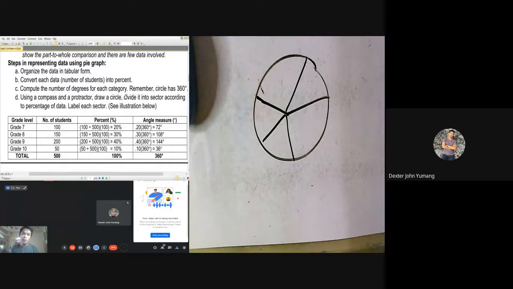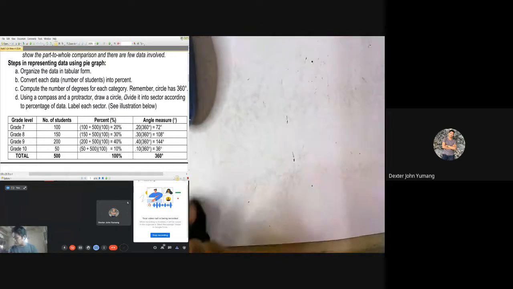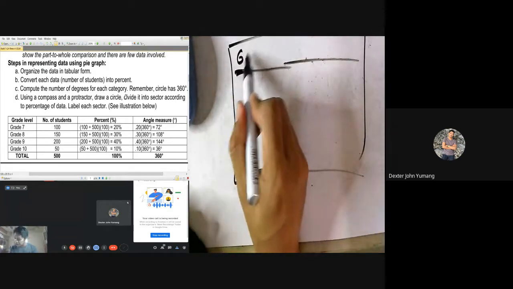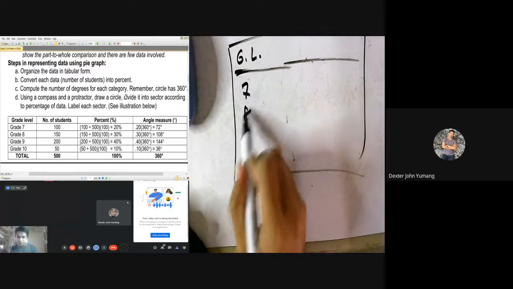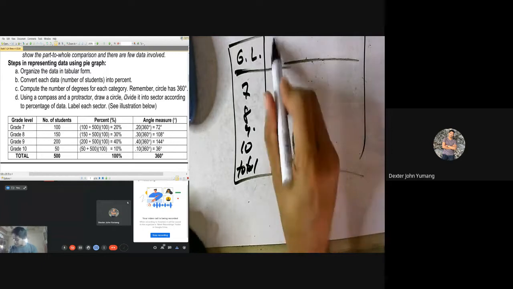First, we are going to organize the data in tabular form. Take a look at this, grade 7. We have grade 7 equals 100 students. Next, grade 8, 150, grade 9, 200, grade 10, 50. Itatabular daw po natin siya. Ibig sabihin, gagawa daw tayo ng table. So, listing all the data. If this is our table, yung grade level natin dito, grade level. So, we have the grade 7, 8, 9, 10, and of course, the total.